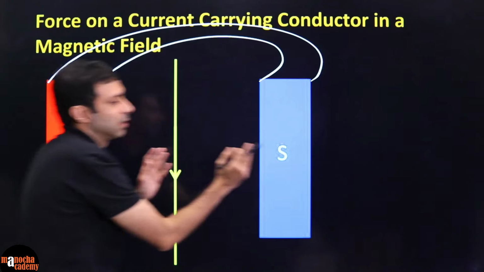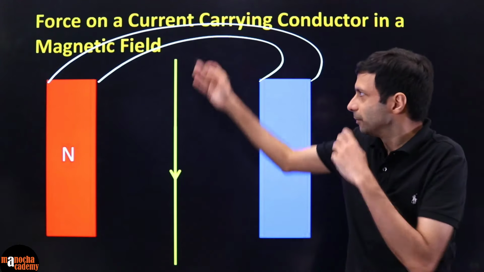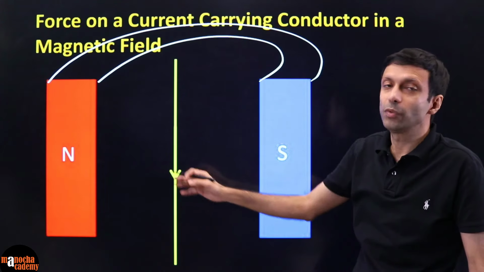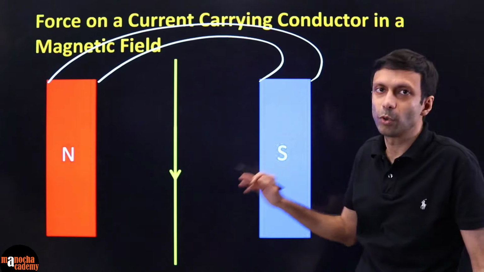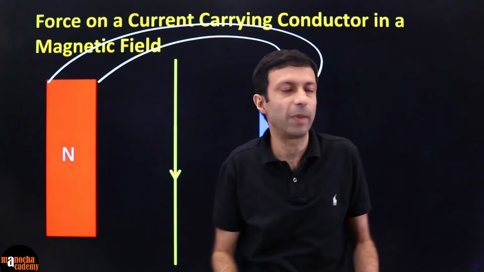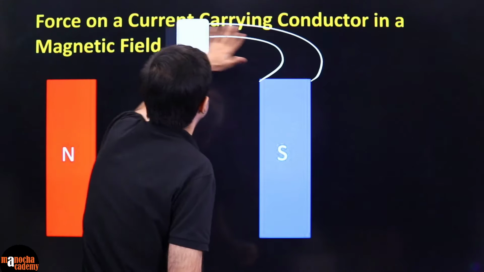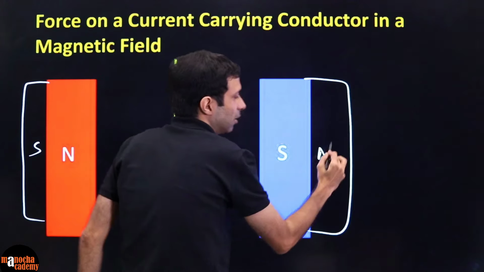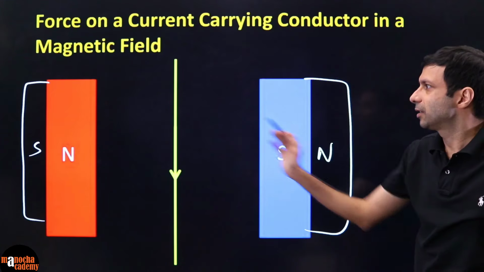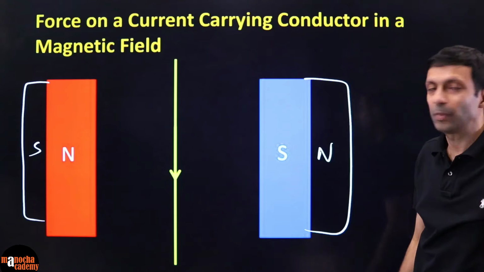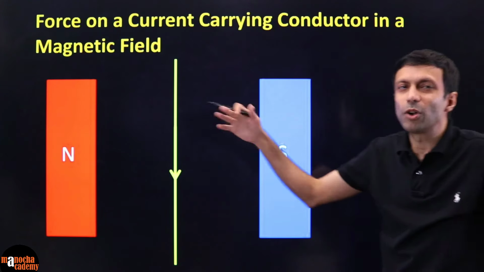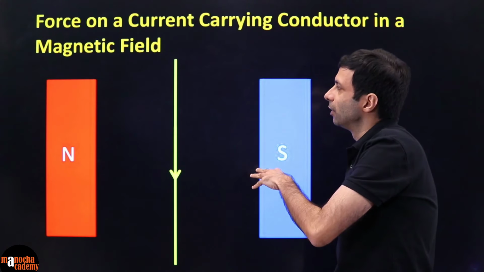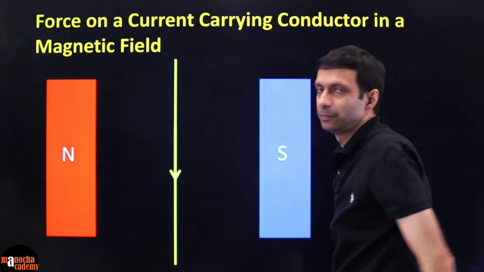This is the north pole, this is the south pole, and we have kept a wire, or you can say a conductor, between this. Because we know that monopoles can't exist, you can't have just a north pole or a south pole. So it could be a horseshoe kind of magnet like this, or you could visualize this as a north-south, and this maybe a south-north. There are two magnets like this, and you have kept them like this. But we'll not worry about how the magnet is formed. This is our north pole and south pole of a certain magnet, and we have kept a wire here.